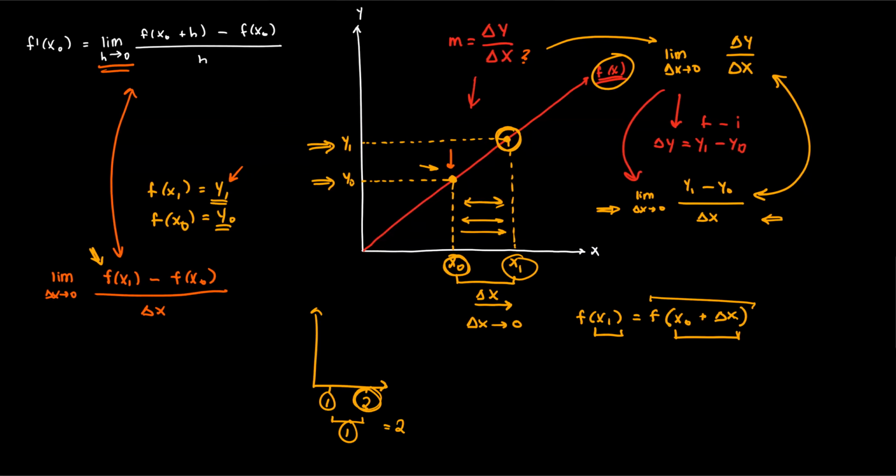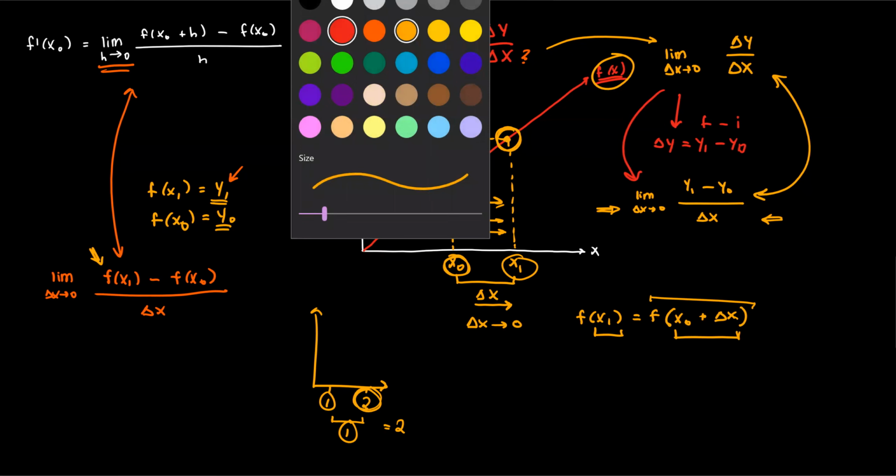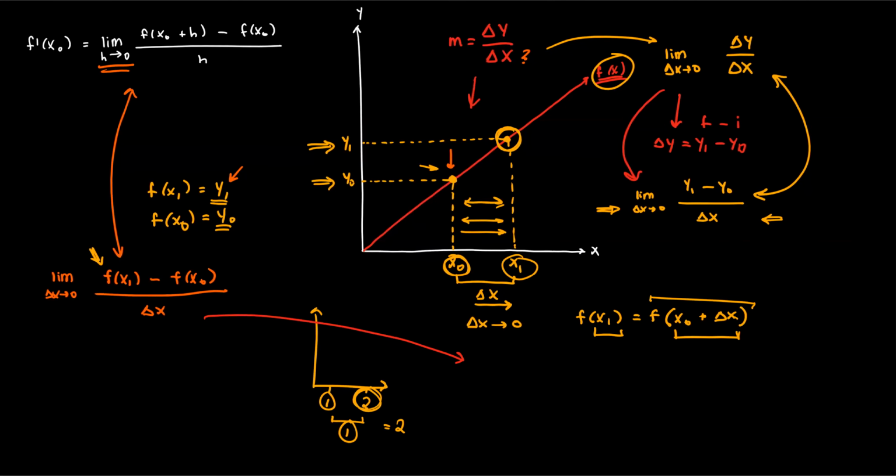So now we can throw this back into our expression that we have been writing. We can say, well, this is just equal to the limit as delta x approaches 0 of f at x naught plus delta x minus f at x naught, divided by delta x. And that is the same expression that we see up here for the limit definition of the derivative.